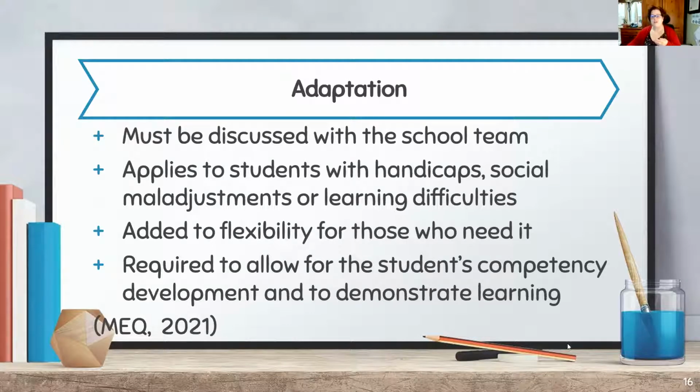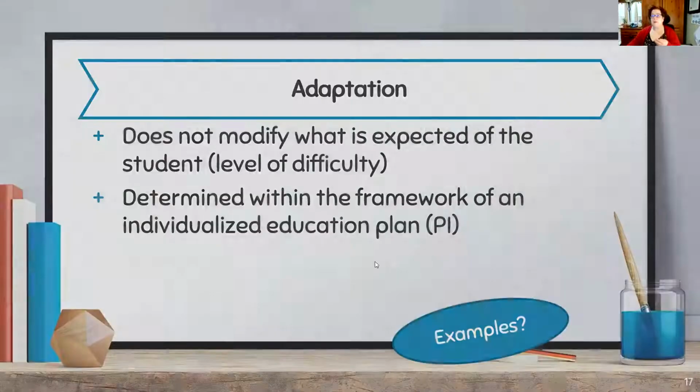And when we talk about adaptation, we'll give you a few examples as well. It doesn't modify what is expected. That's one thing we need to keep in mind, and it's determined within the framework of the plan. I do want to mention too, when we're in flexibility and in adaptation, if the student is in Sec 1, we're still doing Sec 1 work, right? We're not taking a grade 3 workbook for a Sec 1 student. We keep the Sec 1 program and we adapt based on the student's needs. That is very, very important, okay?